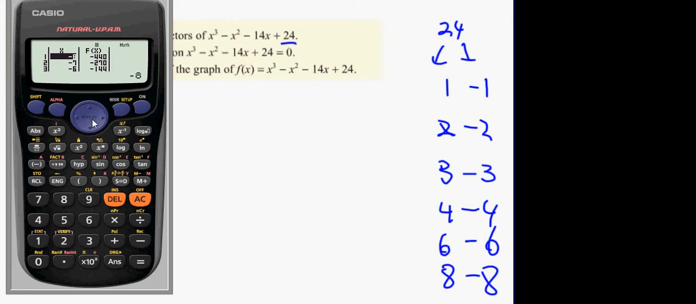Minus 4. Minus 4 is the first one. And the one after that would be 2, and 2 gives 0. And 3 gives 0. Okay, so I can choose any of these I want. The one I'm going to choose is x equals minus 4.